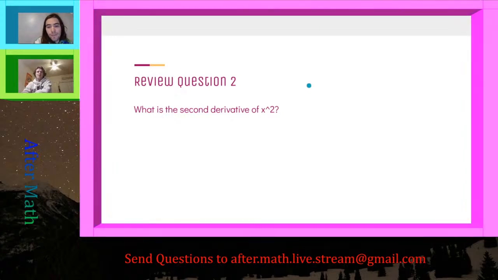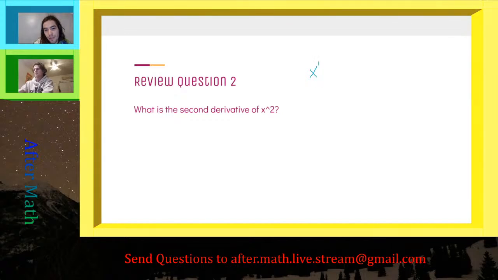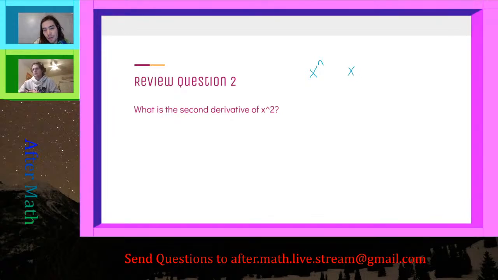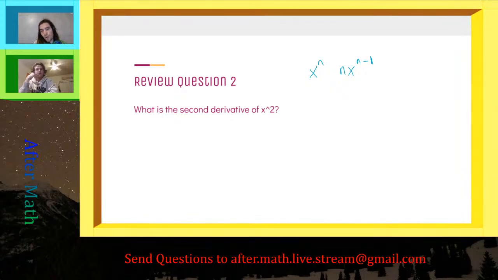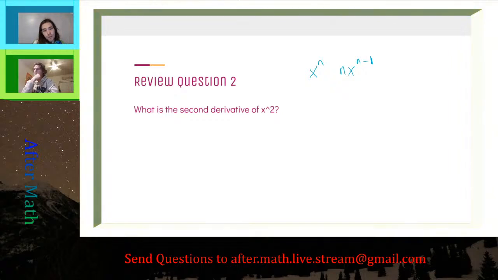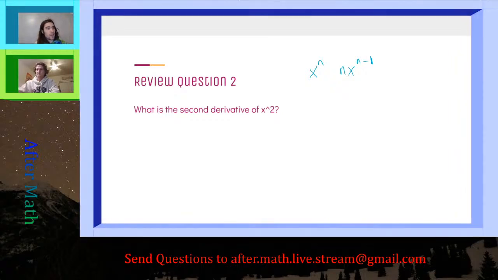Okay. So Jaden, the power rule is like this: we've got x to the n, right? And if we want to take the derivative, then we get nx to the n minus 1, right? Right. Cool. So, do you want to do the first derivative because no one's commenting? Sure.